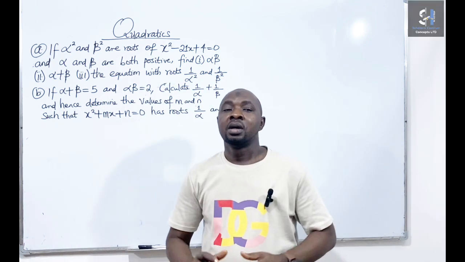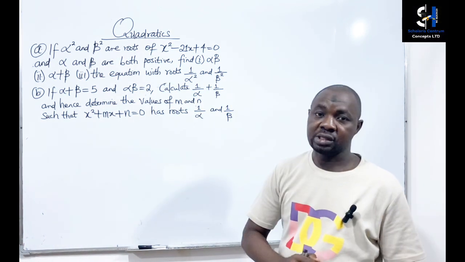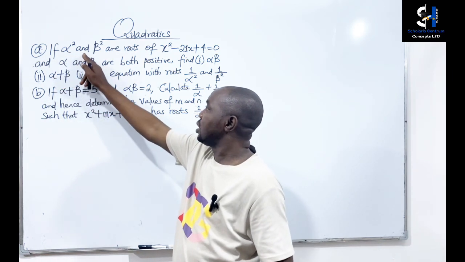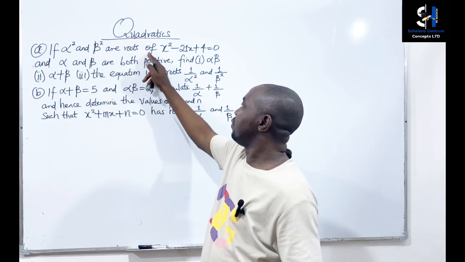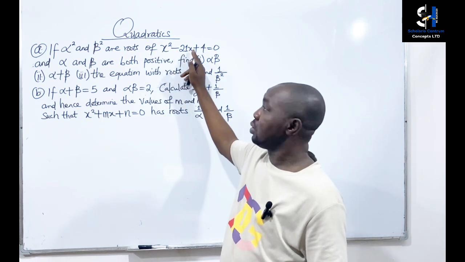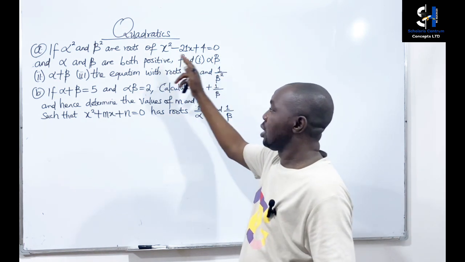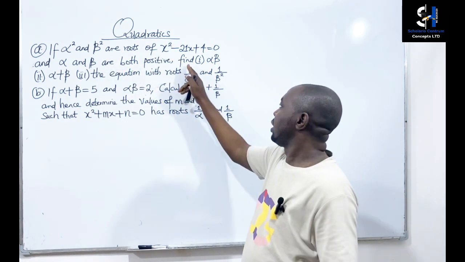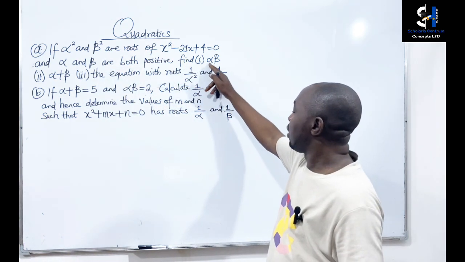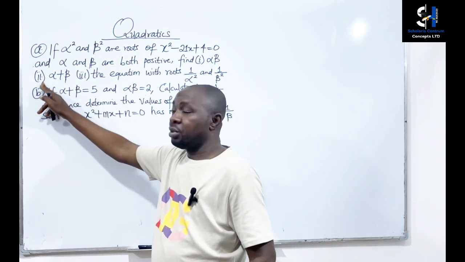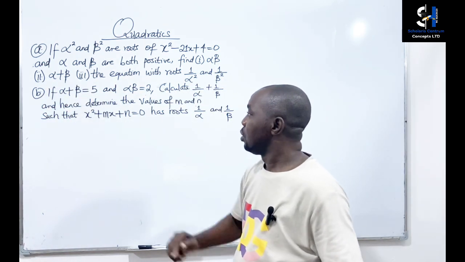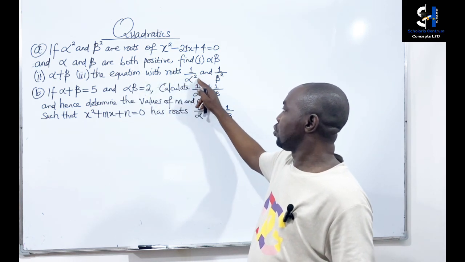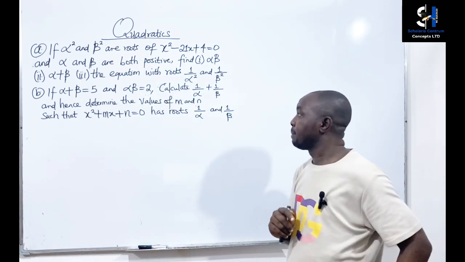Viewers, here's a question on quadratics. The first question reads: if alpha squared and beta squared are roots of x squared minus 21x plus 4 equals 0, and alpha and beta are both positive, find Roman numeral 1, alpha beta; Roman numeral 2, alpha plus beta; Roman numeral 3, the equation with roots 1 over alpha squared and 1 over beta squared.